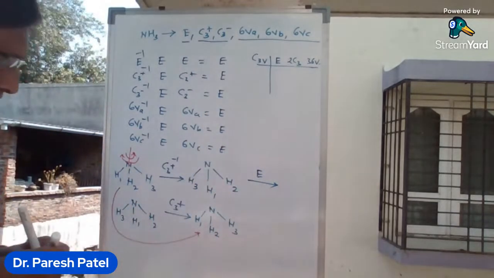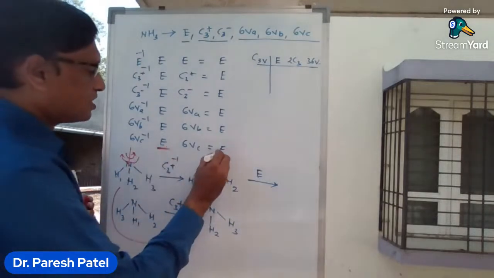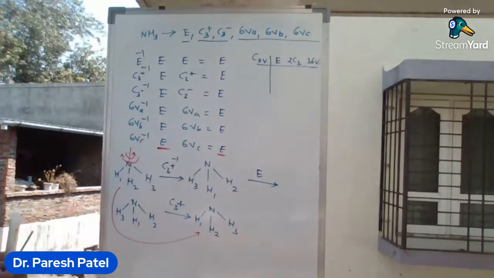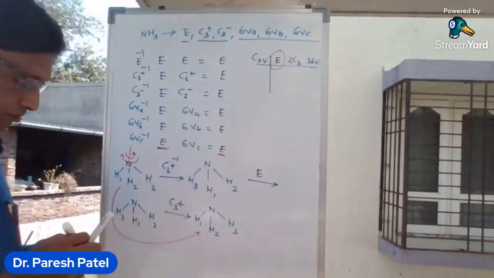So in case of the ammonia molecule, E is conjugate to E itself to form an individual class, or we can say that in case of the ammonia molecule, the first class is the identity.